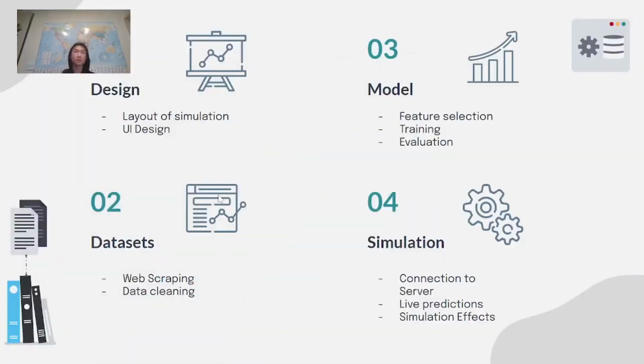First part of this project was the design, the layout of the simulation as well as UI design. Second was the data sets, which we got from web scraping, and then we had to clean the data. For the model, it was feature selection, training the model, and then evaluation, and then retraining. And then for the simulation, there's the connection to the server, the live prediction, as well as the simulation effects, which were like the flashing lights and the wind particles.